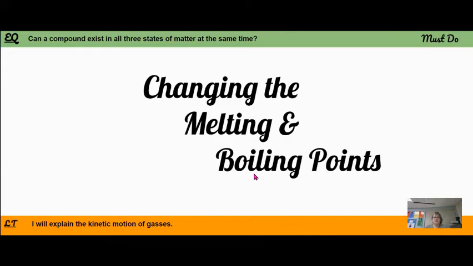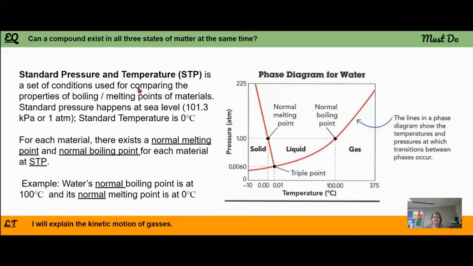Changing melting points and boiling points. So we've learned so far that materials have the property of a melting point and a boiling point, but you can actually change those melting points and boiling points. And that's done by changing the pressure.